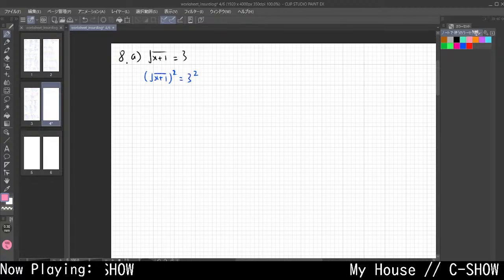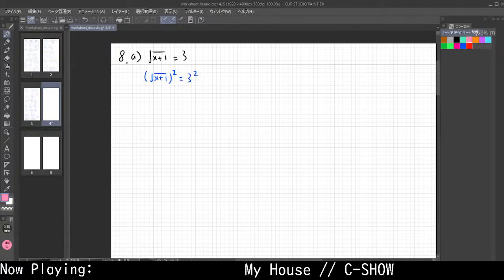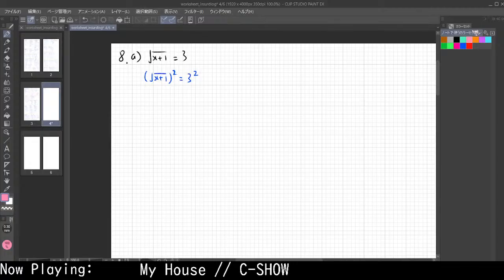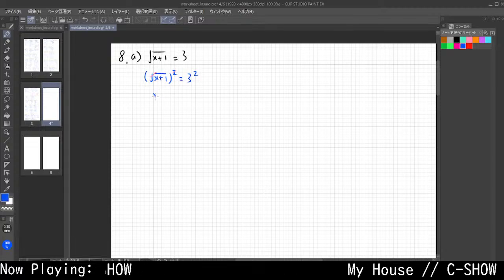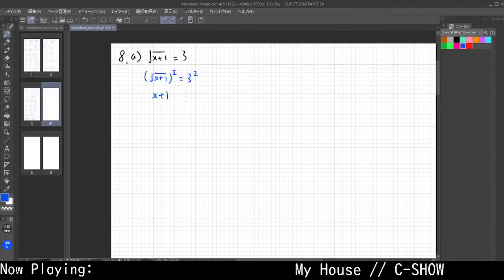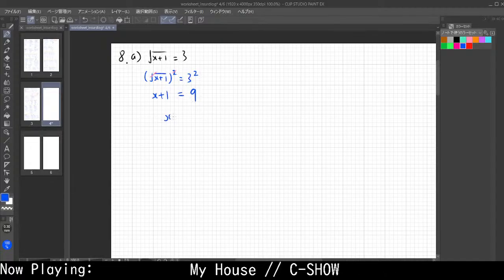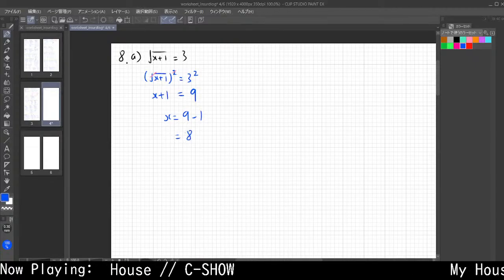Anyhow, if you have a square root, you want to get rid of it, you square, and the square and square root cancel each other out no matter what is inside. So square and square root cancel, gone. X plus square root gone, x plus 1 comes out. 3 square is 9. X equals 9, 1 plus 1, bring over minus 1, and minus 1, 8.